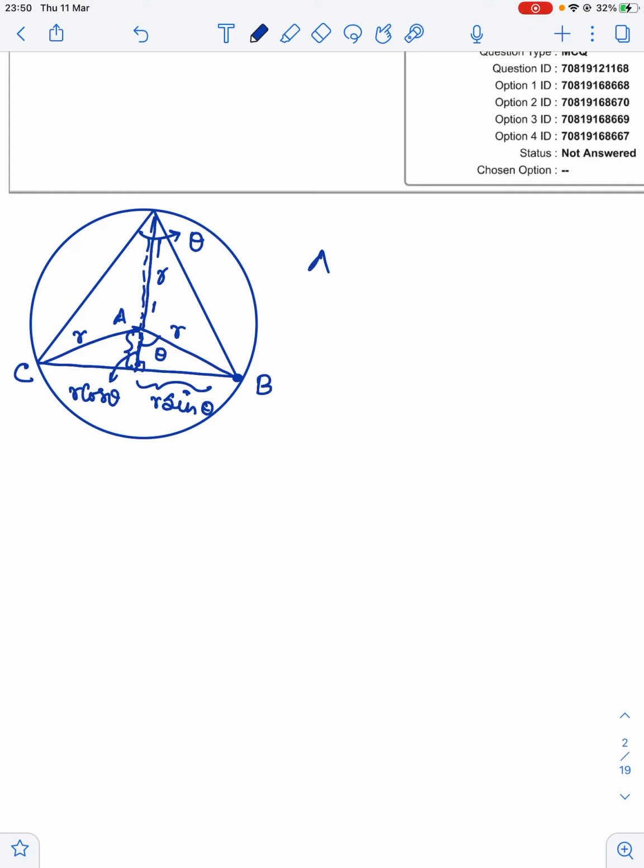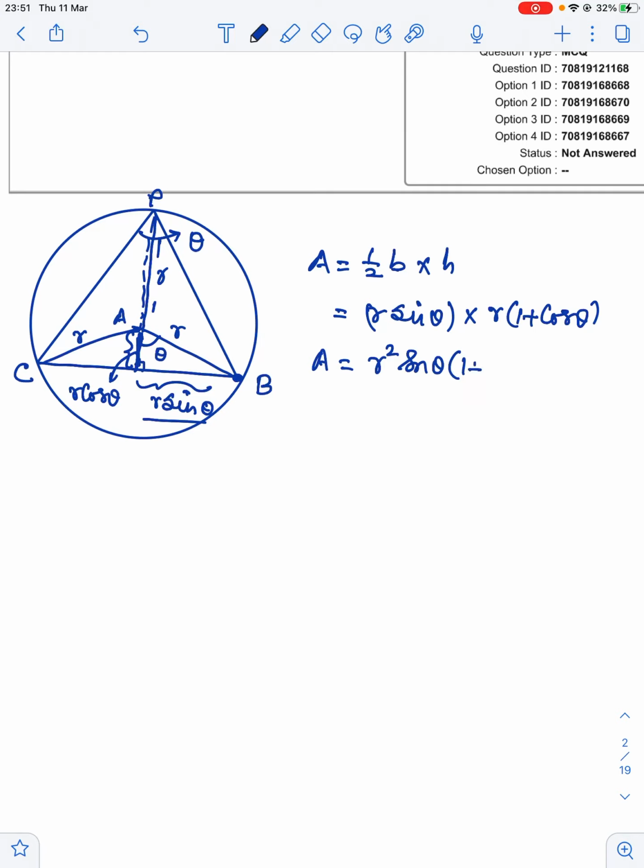So the area of the triangle we can easily say is half of base into height. Half of the base is nothing but r sin theta, and the height is total. If I say suppose this is P, so total is from P to A and this length, so r plus r cos theta. So r common, 1 plus cos theta. So A is equal to r square sin theta into 1 plus cos theta.